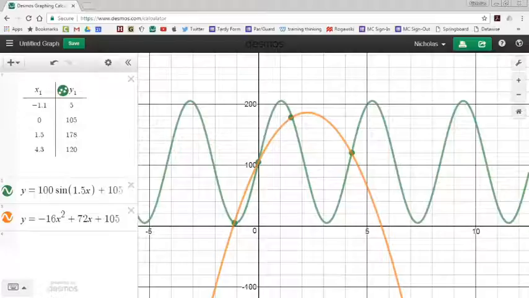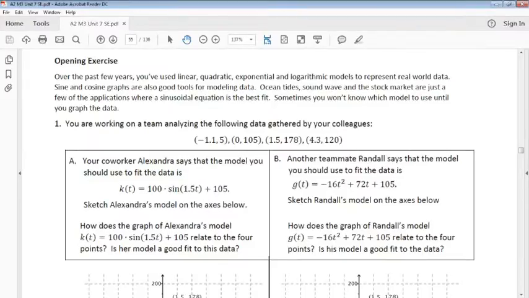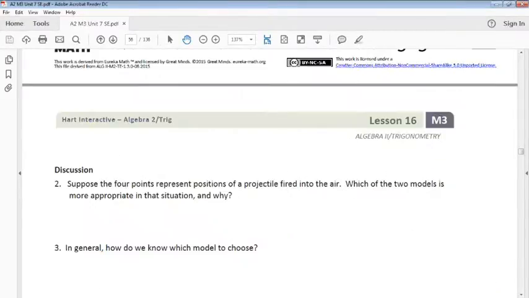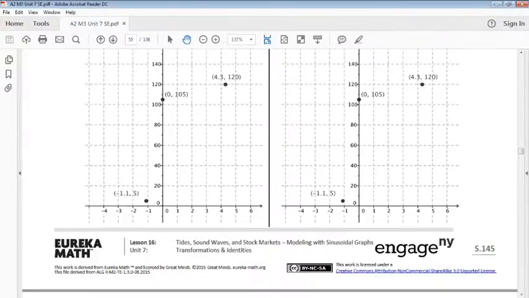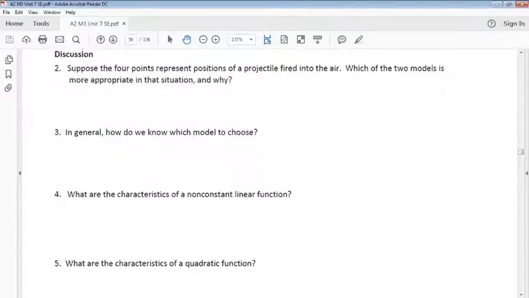So let's look at the different types of models. Before we look at different types of models, you guys put all the graphs on here, right? Like you copied it and you put them on there? Yeah. Okay, so here, look at number 3. Generally speaking, don't get too specific, how do we know which model to choose? Like, how did you know which model to choose for that one right there? Okay, how do we know? Tell your neighbors. Go. All right, that's enough talking.